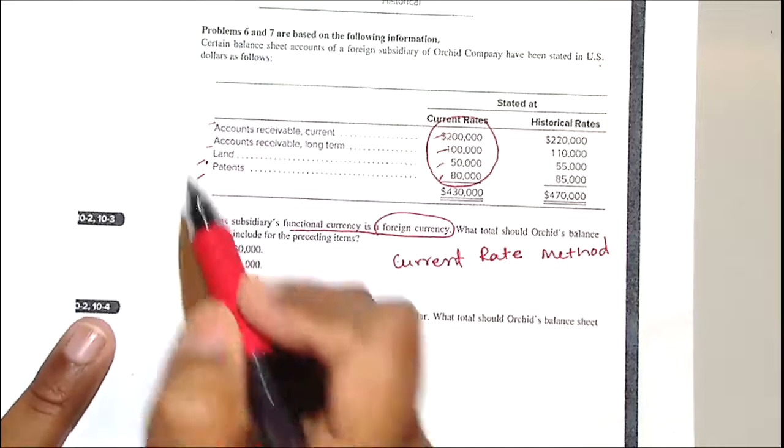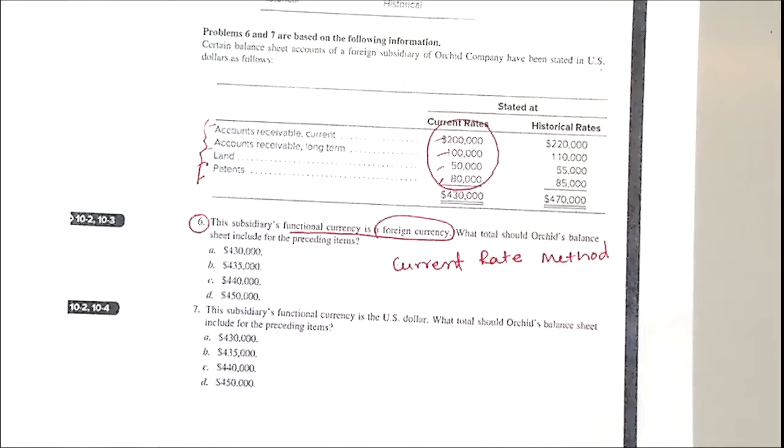If I ask you to convert all these 4 items under the current rate method, what will be the total number? 430, right? It's given. Is it clear? Everyone got it? Anthony, what should be the answer? Number 6, 430, because current rate, very simple. All assets will be converted by using the current rate. Very good. Is it clear, Kyle? Kevin, is it clear? Okay. Nicole, you are here? Okay, very good. Let's do the next one.